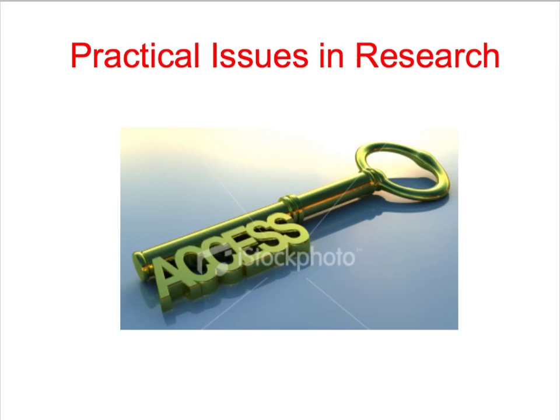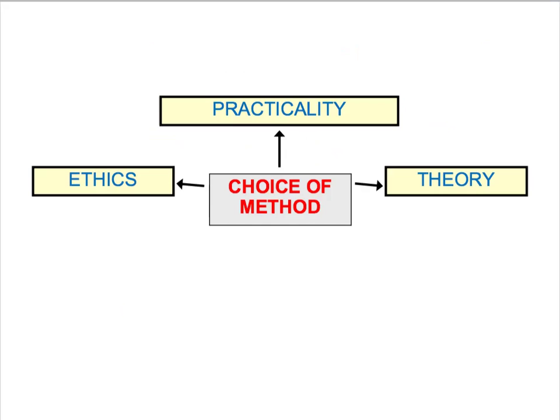Another key practical issue that sociologists will always need to take into account are issues of access. In other words, how do they gain entry into a particular social group or a particular social institution that they wish to research? Okay, let's now look at the second set of issues that influence the choice of research method and the way in which sociologists conduct their research. And this falls under the heading of ethics.